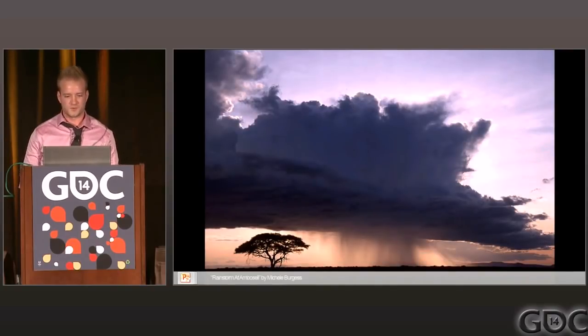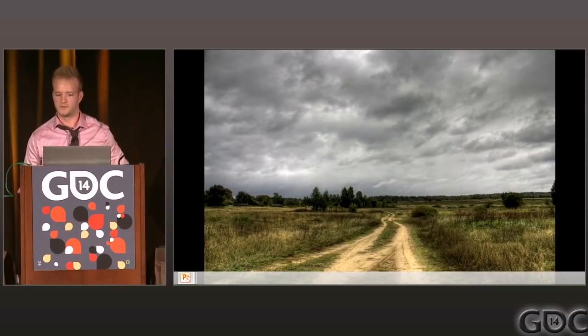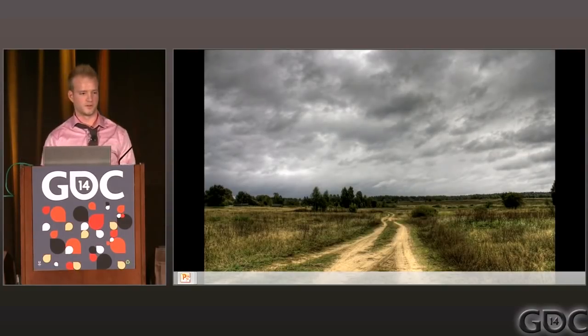Or does your level have a beautifully dramatic and dangerous rainstorm looming on the horizon? Maybe something more dramatic. Gloomy, desaturated, overcast sky foreshadowing the harrowing journey ahead.